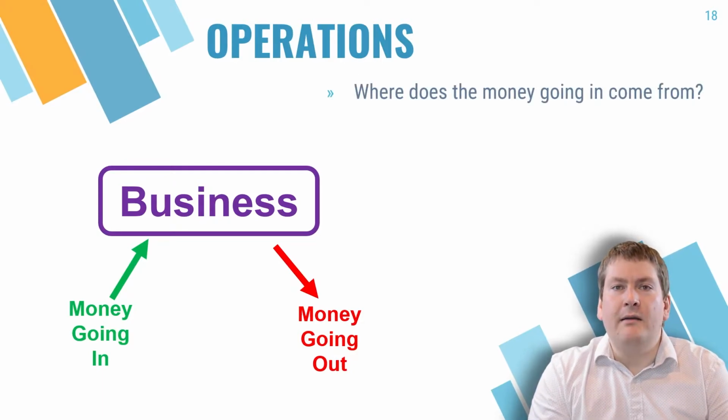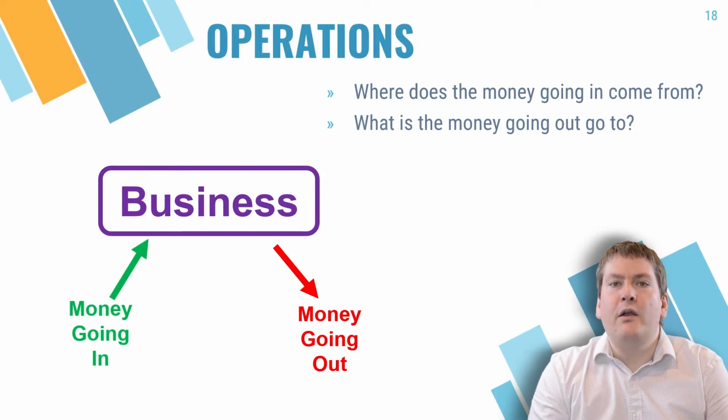But what does the money coming in come from? How is this business generating revenue? And where is the money going out? What cost does this business have? What is the money being spent on?